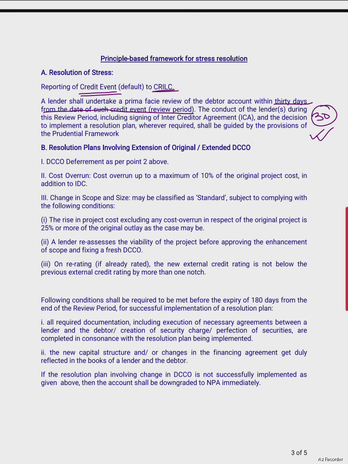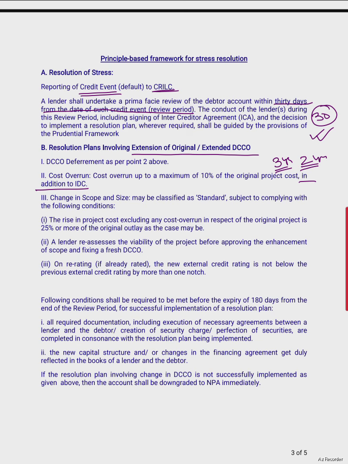Then, resolution plan involving extension of original or extended DCCO: it says DCCO deferment as per point 2 above, which we discussed, will be for 3 years for infra and 2 years for non-infra projects. It says that if there is a cost overrun, a cost overrun up to a maximum of 10% of the project can be financed in addition to IDC.